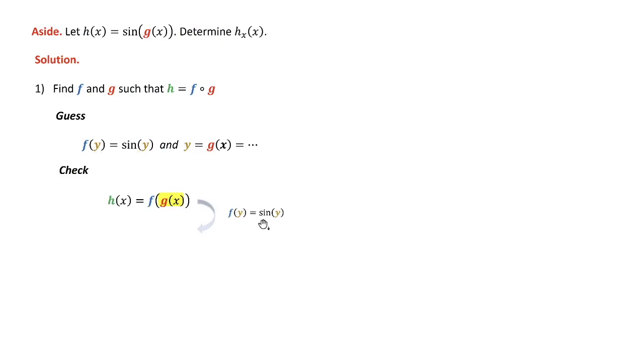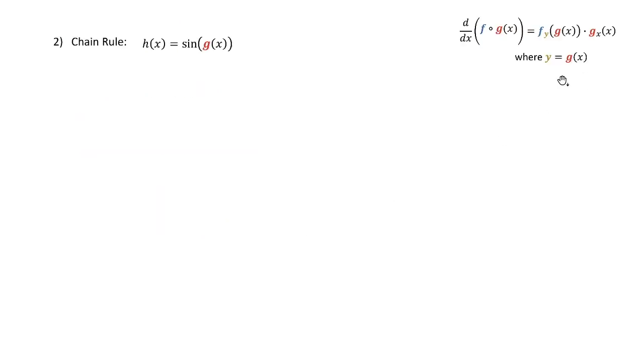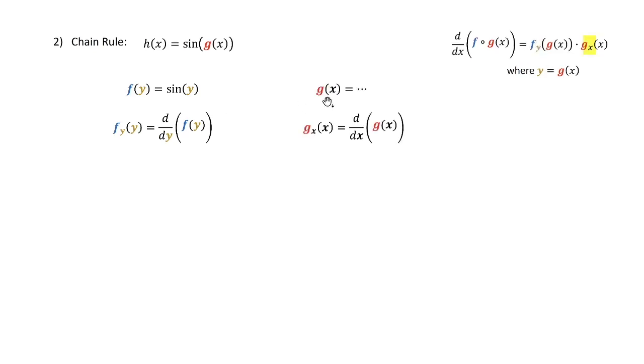And it's never a bad idea to check. f of y is sine y. Again, y is simply a placeholder, a memory address, and what's in the memory address is g of x. g of x goes in here, and so it checks out. So I did make the correct choice for f. Now if I need the chain rule, I have the functions f and g, I need their derivatives, f prime of y and g prime of x. So f of y is sine y, g of x is g of x.